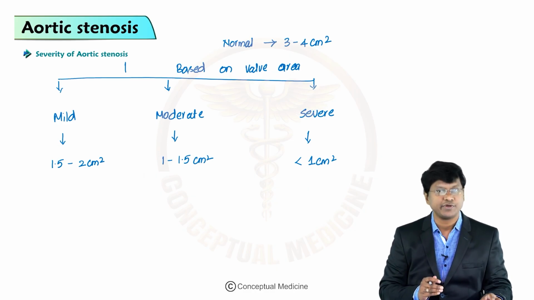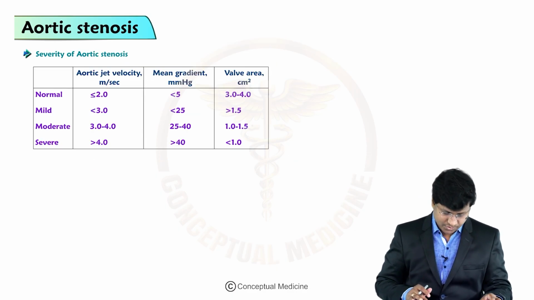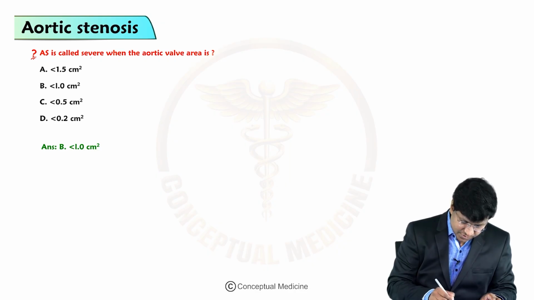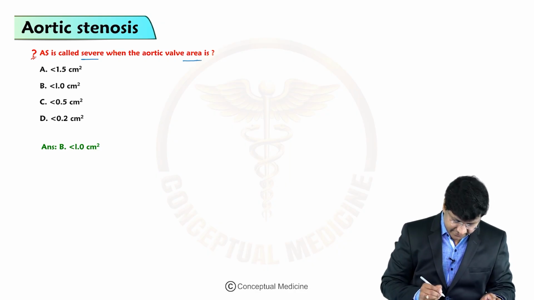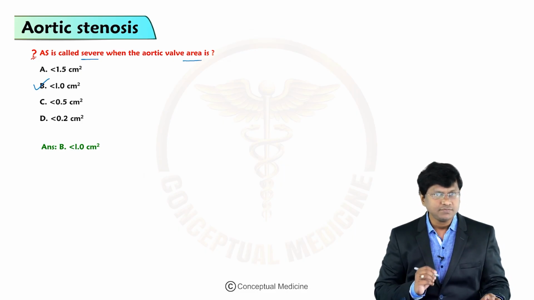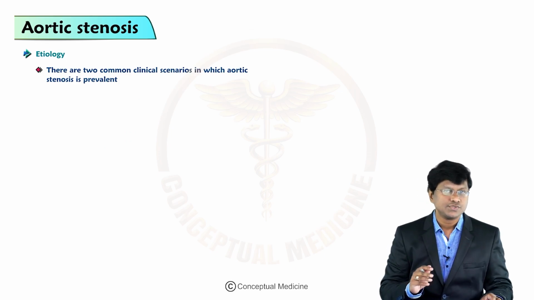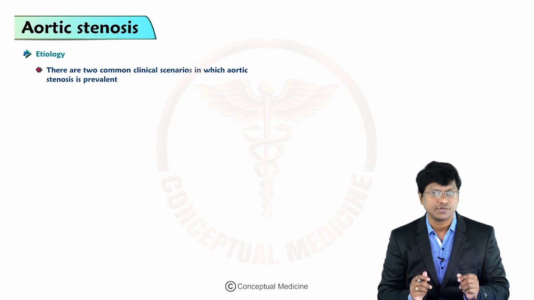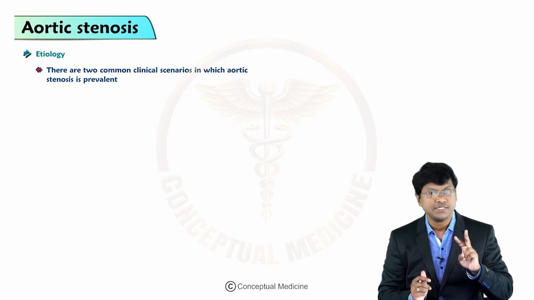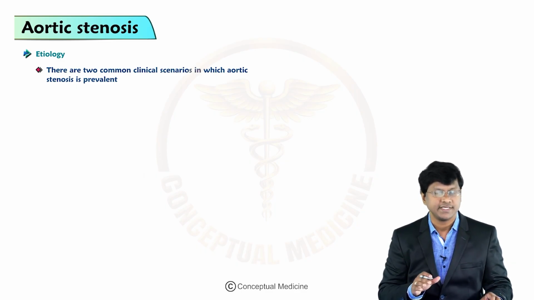In mild, it is 1.5 to 2, moderate 1 to 1.5, whereas in severe, it is less than 1 centimeter square. So the answer is, aortic stenosis is called severe when the aortic valve area is less than 1 centimeter square. Now, coming to the etiology of aortic stenosis. We have many etiologies causing aortic stenosis, out of which two common clinical scenarios in which aortic stenosis is prevalent are the following.